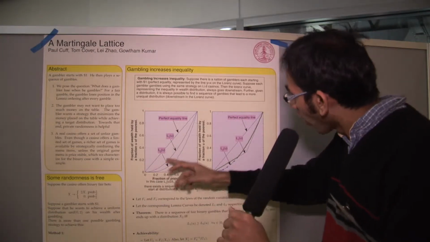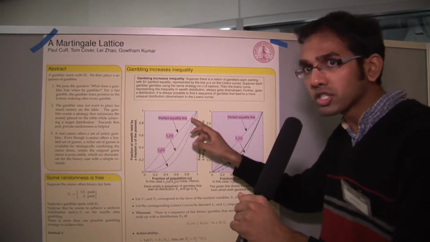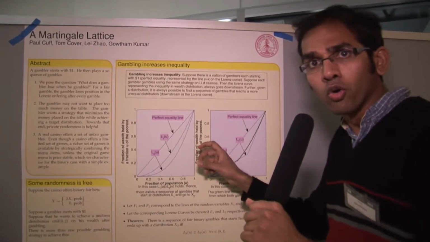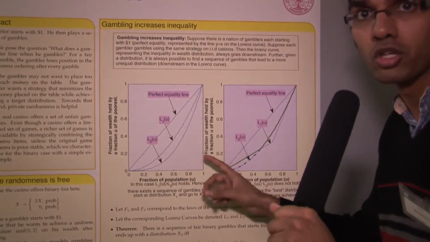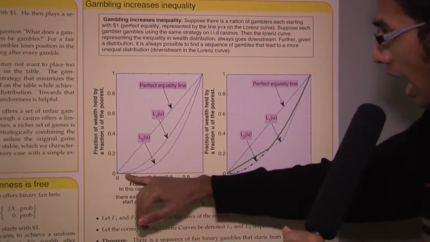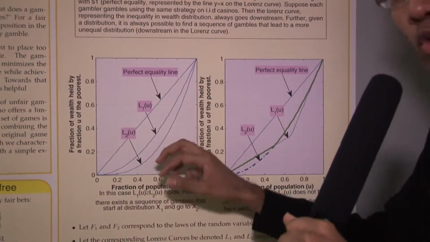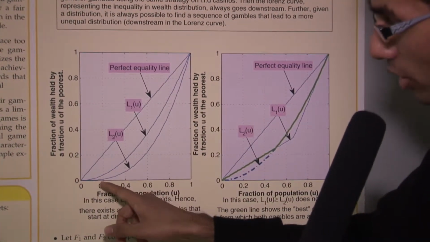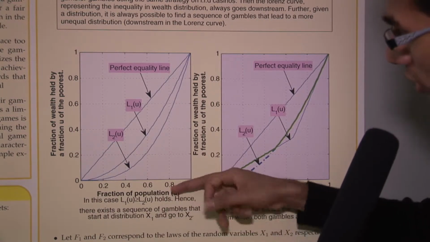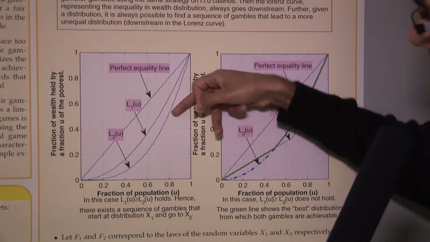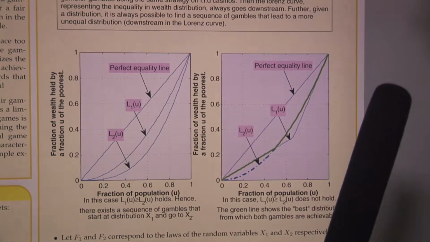So here we have a Lorentz curve. The Lorentz curve is used in economics to measure inequality in the wealth distribution of a nation. For example, the Lorentz curve L2 says 20% of the poorest people in the nation have 2% of the wealth, whereas 20% of the richest people have 50% of the wealth.